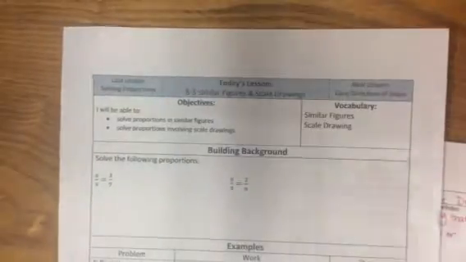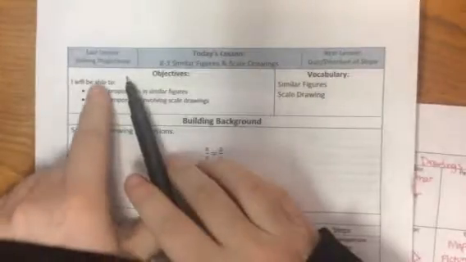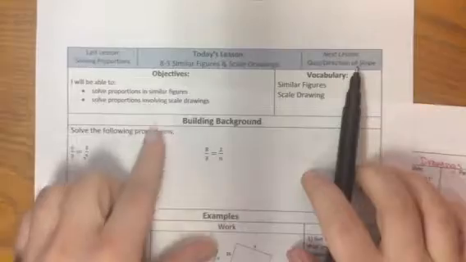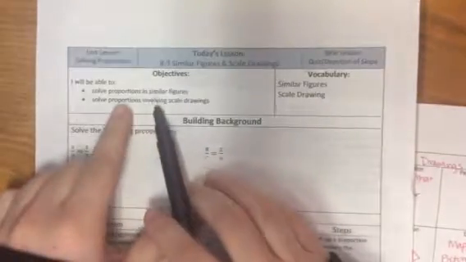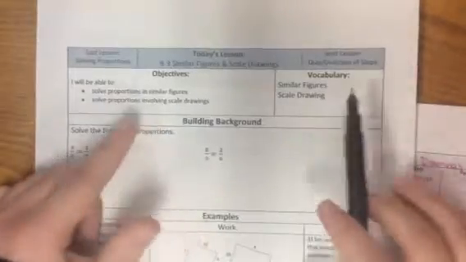Alright, welcome to 8.3, similar figures and scale drawings. We just did solving proportions. The next thing you have is a quiz, and then we're going to talk about slope, which is a ratio, so that's good. So today we're going to be able to solve proportions that involve similar figures and solve proportions involving scale drawings. So we have two vocabulary words.